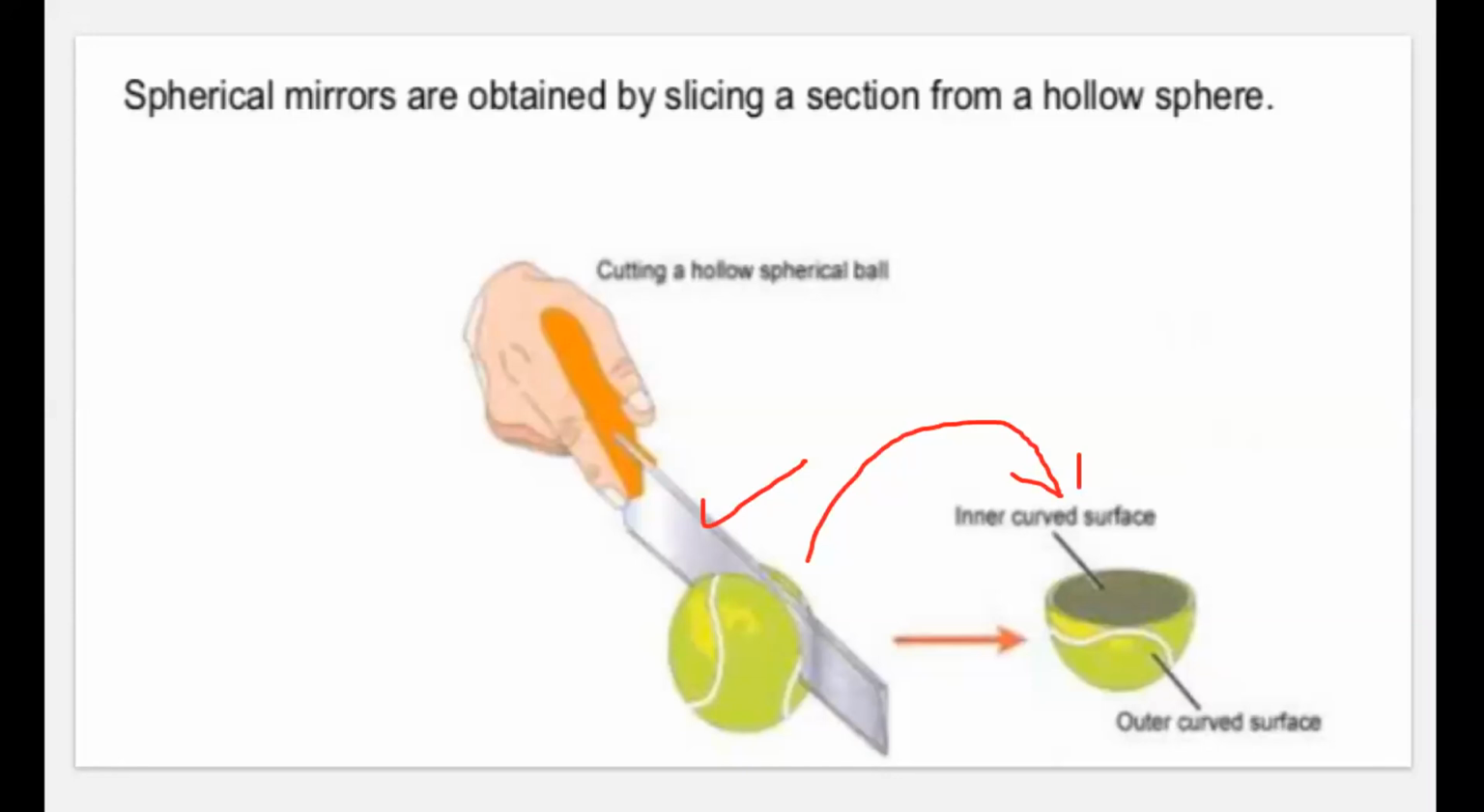If the surface is curved inward, we call it a concave, and if the surface is bulging out, in that case we call it a convex surface. So this is how a spherical mirror is made. This is just for illustration purposes that we have done this.